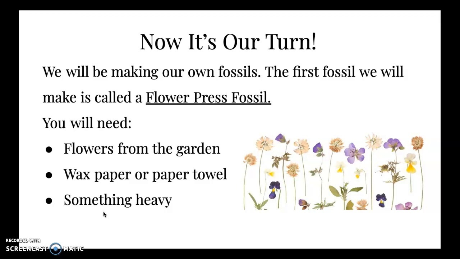You're going to bring it into your house. You're going to get a paper towel or wax paper, and you're going to put that wax paper on the kitchen counter or on a table. Then you're going to put your flower on top of that, on top of the wax paper, and then you're going to get another piece of wax paper or a paper towel, and you're going to put that on top of your flower. So you're kind of making a flower sandwich. So you have your flower in between two pieces of wax paper or a paper towel.